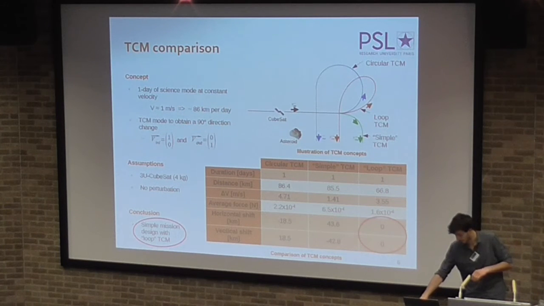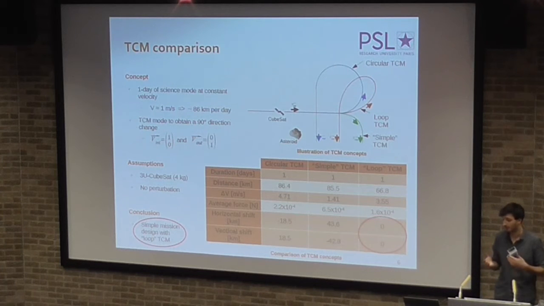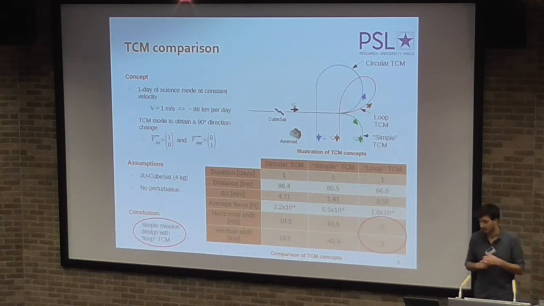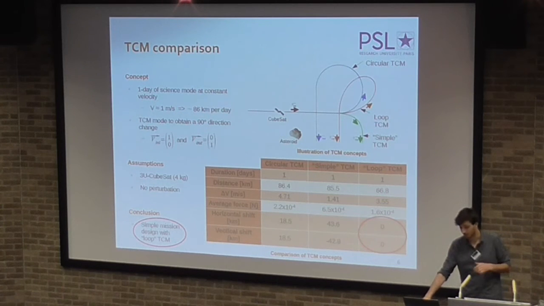And also, it's interesting to compare the delta V budgets needed for all those trajectories. We can see that the simple one is the best one in terms of delta V, but that the loop TCM is quite good compared to, for instance, the circular one. And in terms of thrust needed, the loop TCM is the one that requires the least thrust. So it's good also for very small electric propulsion for CubeSats.